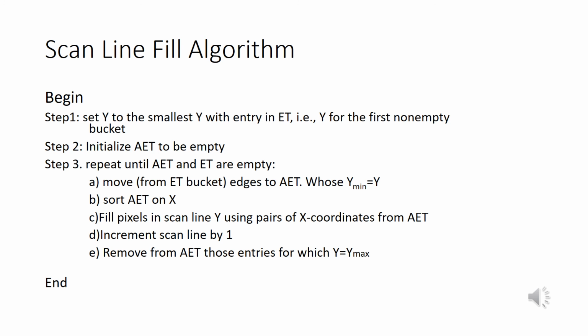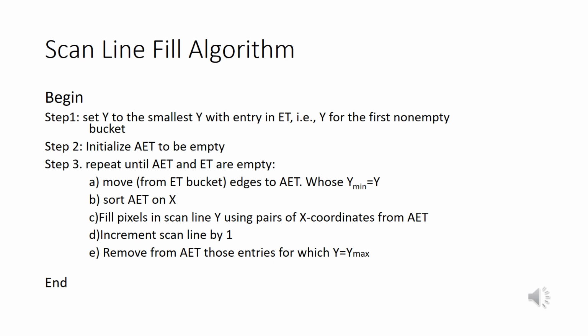Next, I'm coming to step 3a. For the current scan line, we are taking the edges whose y min is equal to the value of the current scan line and moving those edges to the active edge table. Then sort the active edge table on increasing values of x. What is the purpose of sorting? As we are filling the horizontal pixel span from left to right, it is necessary to sort them according to increasing x values.